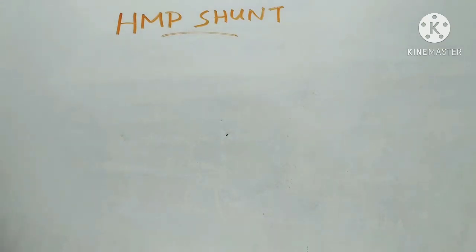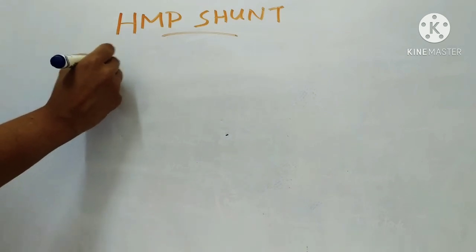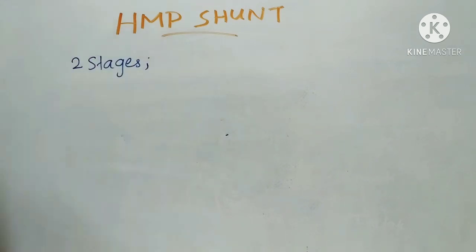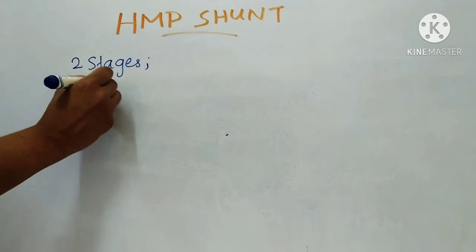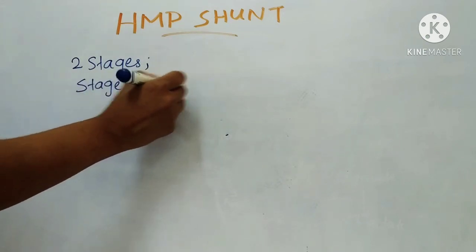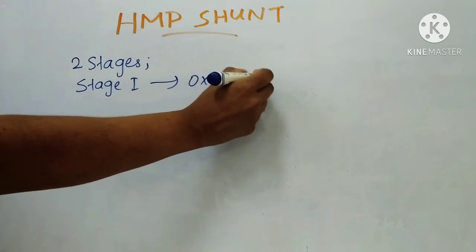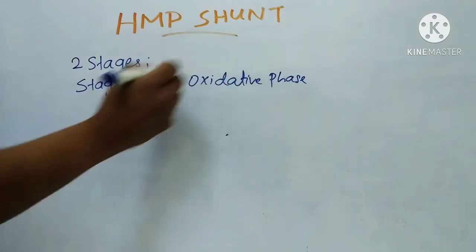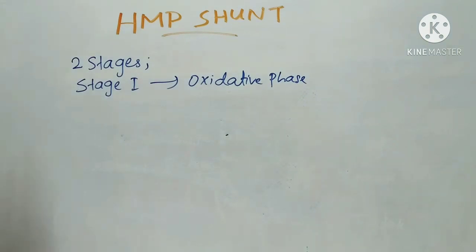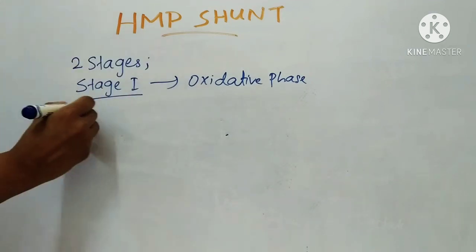The reaction in this pathway occurs in two stages, stage 1 and stage 2. Stage 1 is known as the oxidative phase. This is oxidation of glucose and formation of pentose phosphates.